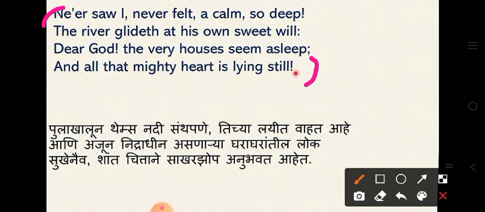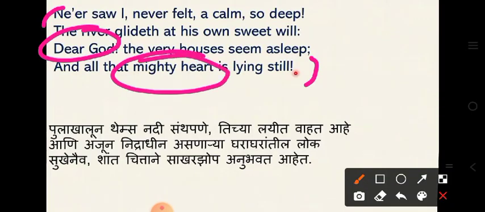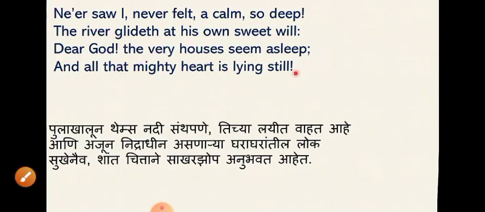ओके. पुलाखालून छान अशी नदी शांतपणे तिच्या लयीत वाहत आहे आणि अजूनही निद्राधीन असणाऱ्या घराघरातील लोक सुखे नैवे शांत चित्ताने साखर झोप अनुभवत आहेत. ओके. तर त्यावेळेस मात्र तो देवाला आठवून या सर्व लोकांचं डिस्क्रिप्शन करण्याचा प्रयत्न करतोय. ओके. That mighty heart is lying still. Mighty heart means all the people, okay, who are still lying in their sleep. So this is about the meaning of all of the lines which are given here.